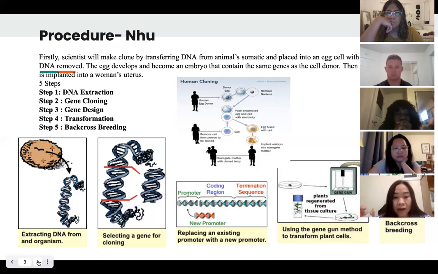And I also provide here the human cloning. So basically, a human egg donor gives the donor egg and the nucleus is removed, which I mentioned earlier. Then we fuse the egg and cell with electricity. The scientists do the transformation, and so we have an egg fused with a cell, and the embryo is implanted into the mother. I'm done.